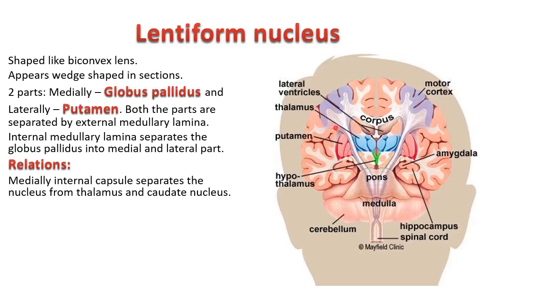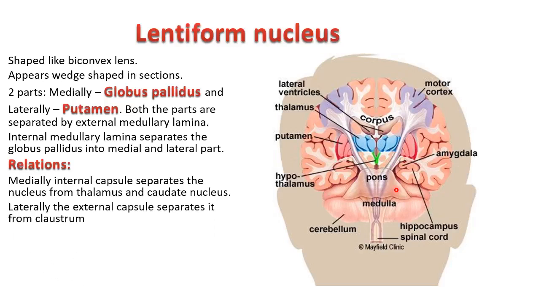Above, it is related to the corona radiata, and below it is related to the sublentiform part of the internal capsule. What passes through the sublentiform part of the internal capsule? The auditory radiations from the medial geniculate body to the auditory cortex.